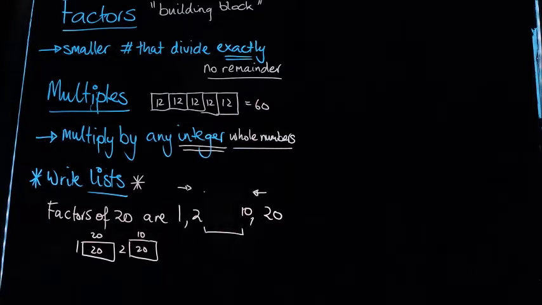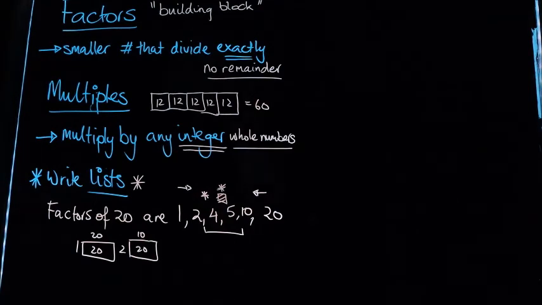And honestly, I do my work down here. I'm thinking 3. Does 3 go into 20? No, it doesn't. But 4 does. 4 goes in 5 times. And now I'm just thinking about what's in between 4 and 5. And there's nothing left to think about. I've covered all the bases.